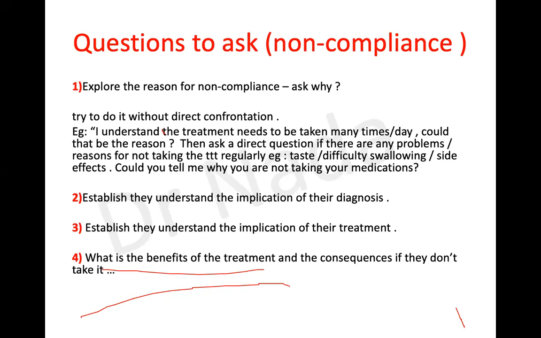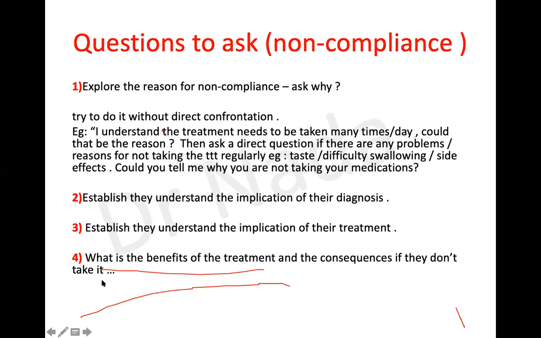Okay. Well, you have a medical condition which is called TB. TB is an infection caused by a certain bug, and it affects your lungs and causes so and so. It's important that you are treated, because although TB is a totally curable disease, if it's not treated, unfortunately, it can cause death. It can be fatal. So the good news is that we can completely cure it. So here, establish and understand the implication of their treatment. It's important that they are treated because it's curable and we can eradicate the disease. And what's going to happen if they don't take the treatment? So here, what are the benefits of treatment and the consequences if they don't take it?